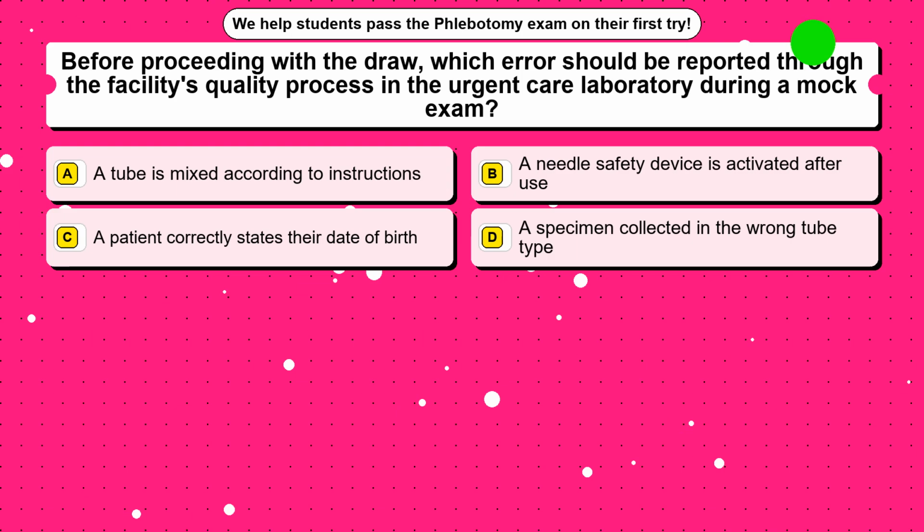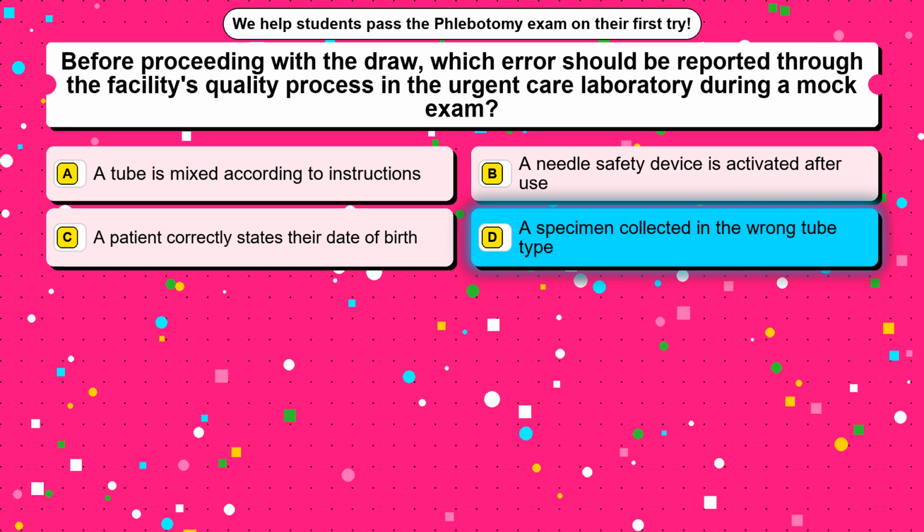Question 99. Before proceeding with the draw, which error should be reported through the facility's quality process in the urgent care laboratory during a mock exam? Option A. A tube is mixed according to instructions. Option B. A needle safety device is activated after use. Option C. A patient correctly states their date of birth. Option D. A specimen collected in the wrong tube type. The correct answer is option D. A specimen collected in the wrong tube type.